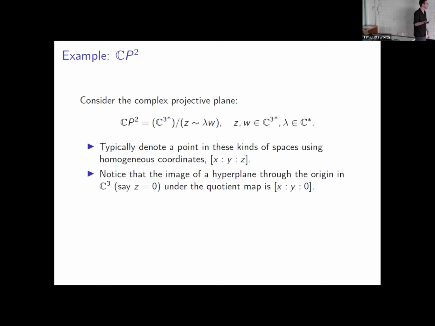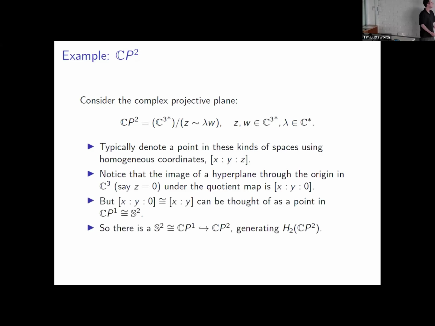Now notice that the image of a hyperplane through the origin under this quotient map is now just, set Z equal to 0, something like that.